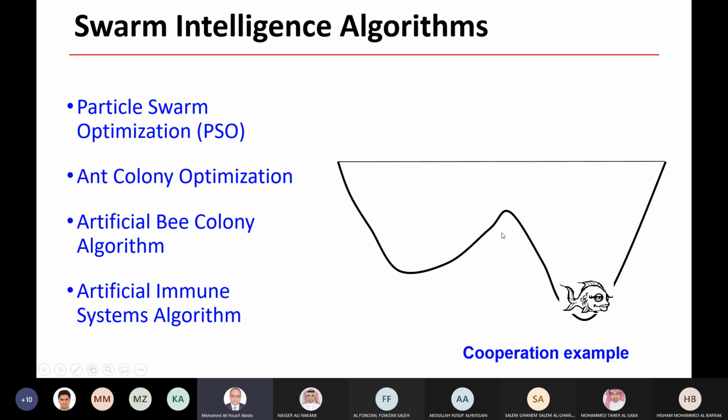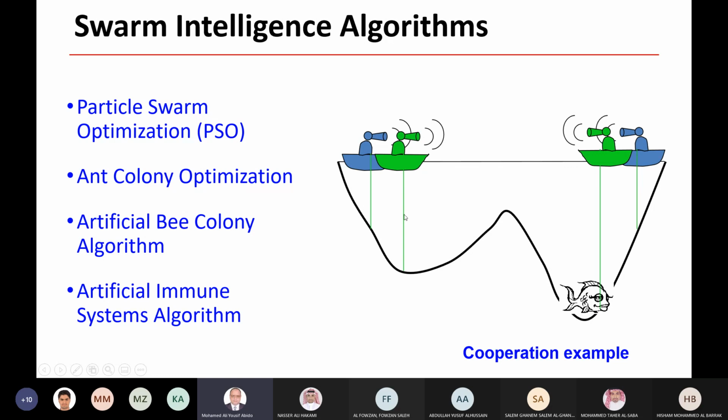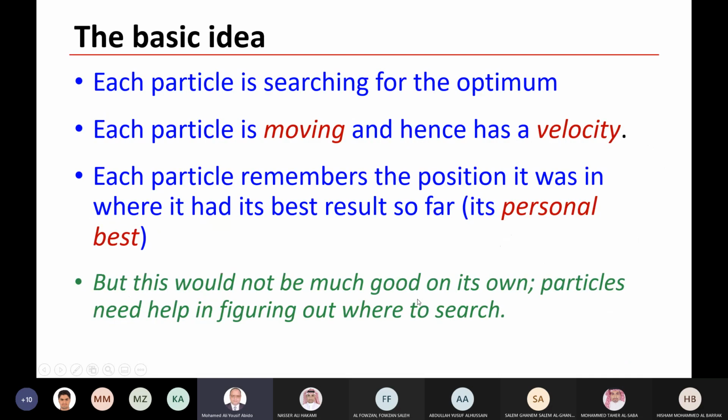Here you can see the fish is at the minimum point. If you have two fish, they are communicating about the position they are reaching. You can see this one is moving and finds a better position, but this one finds a better one than this one. So this one will start updating its position and moving around until it reaches the optimal solution.